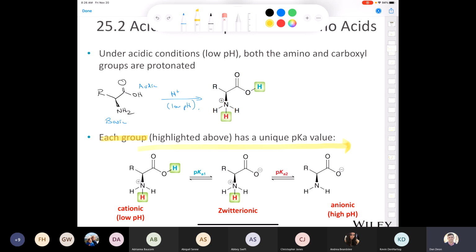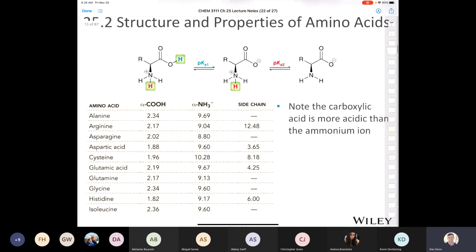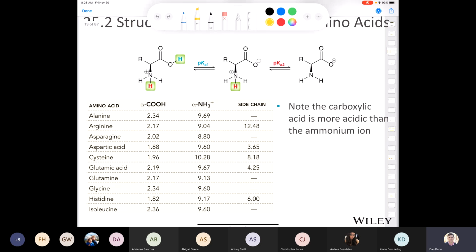Well, what are the pKa's of this carboxylic acid and the protonated amine? What do they look like? We've already looked at the pKa's of carboxylic acids earlier on in this class, and they were around the neighborhood of 2, and that's what we see if we examine the pKa's of the protons on the carboxyls of these amino acids. You can see they're all in the same neighborhood, aren't they?